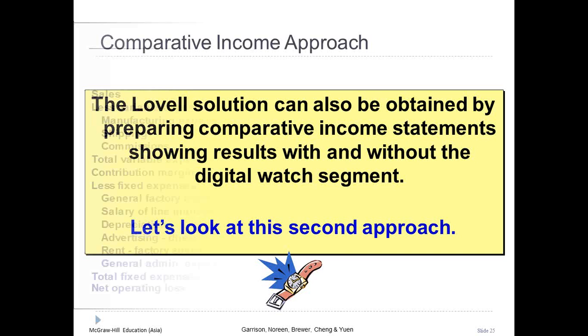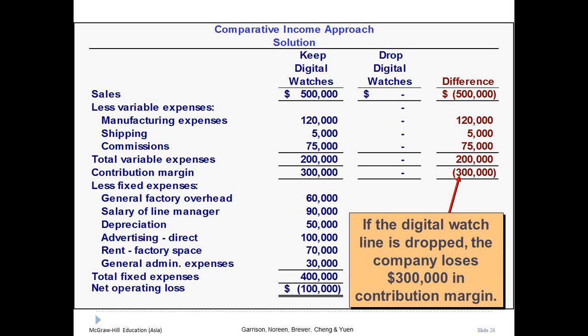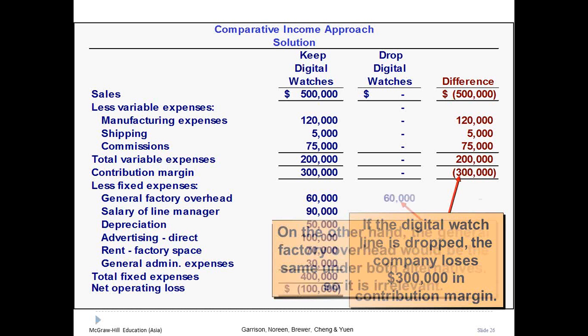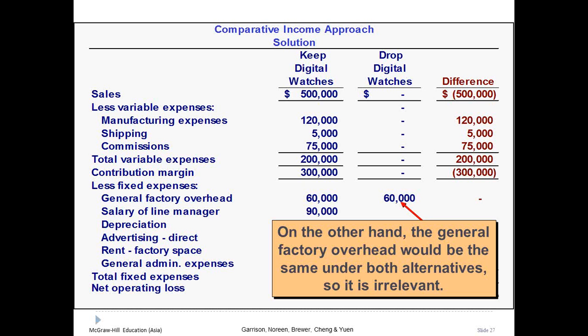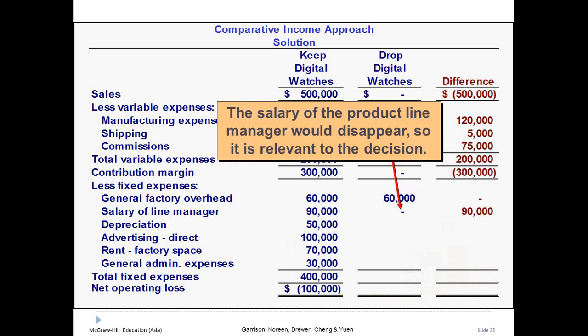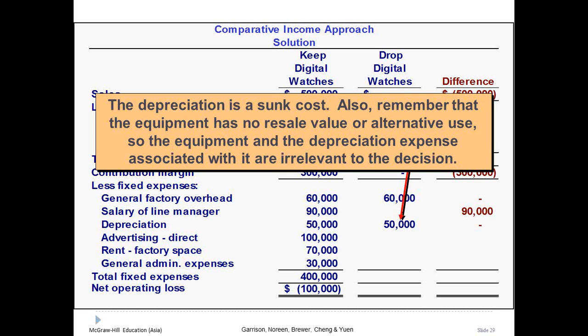These income statements show that if a digital watch line is dropped, the company loses $300,000 in contribution margin. The general factory overhead would be the same under both alternatives, so it is irrelevant. The salary of the product line manager would disappear, so it is relevant to the decision. The depreciation is a sunk cost. Also remember that the equipment has no resale value or alternative use, so the equipment and the depreciation expense associated with it are irrelevant to the decision. The complete comparative income statements reveal that Lowell would earn $40,000 of additional profit by retaining the digital watch line.